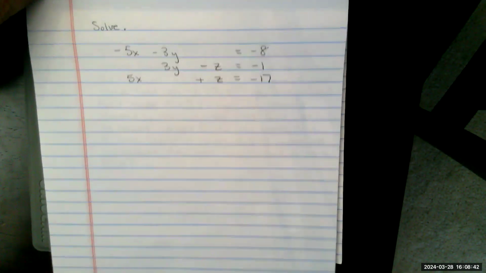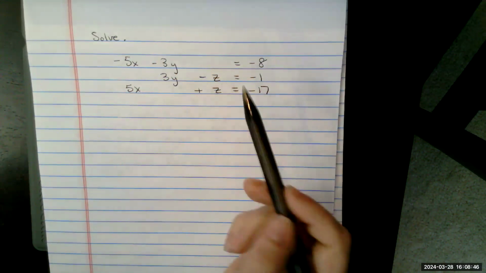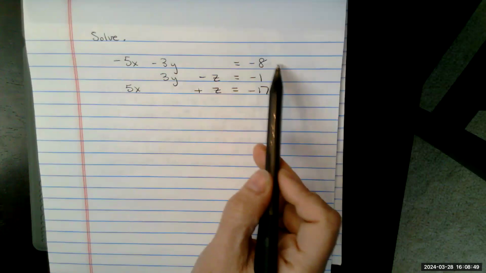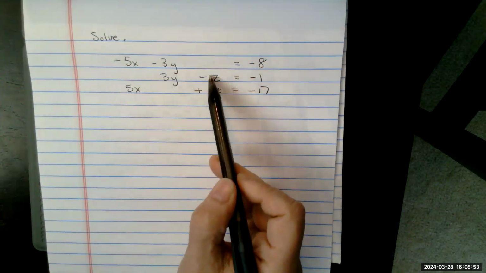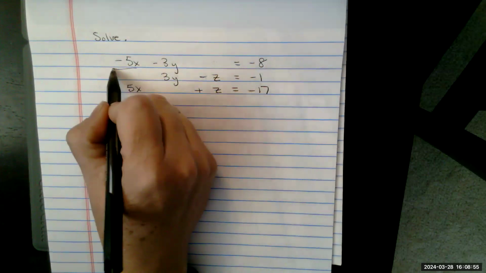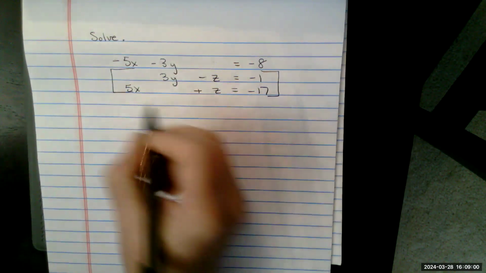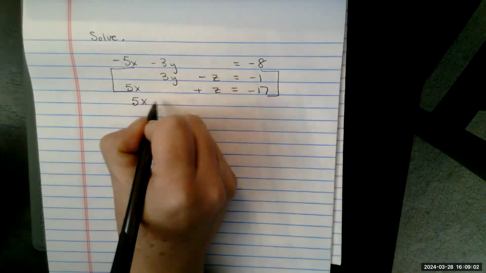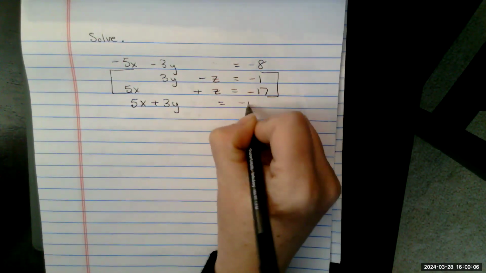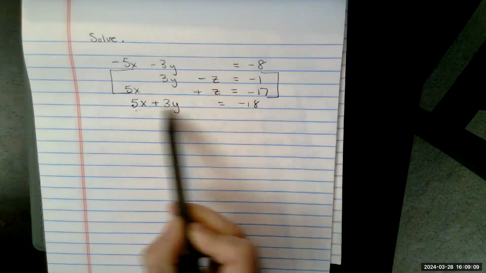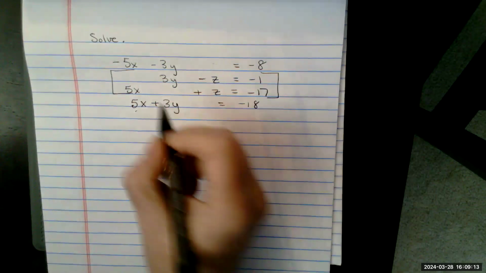All right, if this was the problem I was trying to solve, I can see that this top equation doesn't have any z's, and the next two have opposites. So I'm going to combine these two first just by adding them. So that would give me 5x plus 3y. The z's would go away, and I'd have -18. So now I have two equations already with two variables.